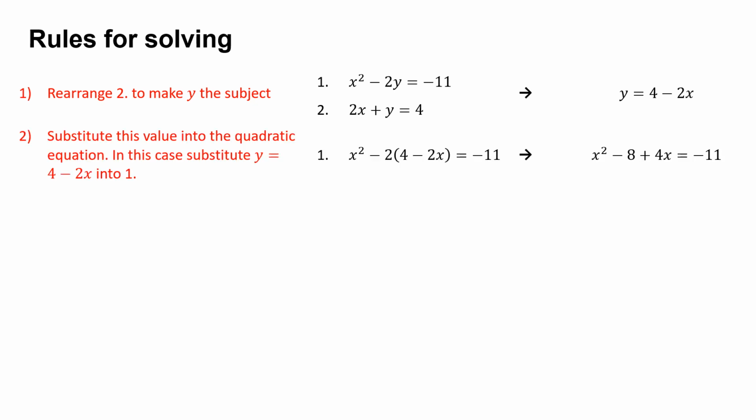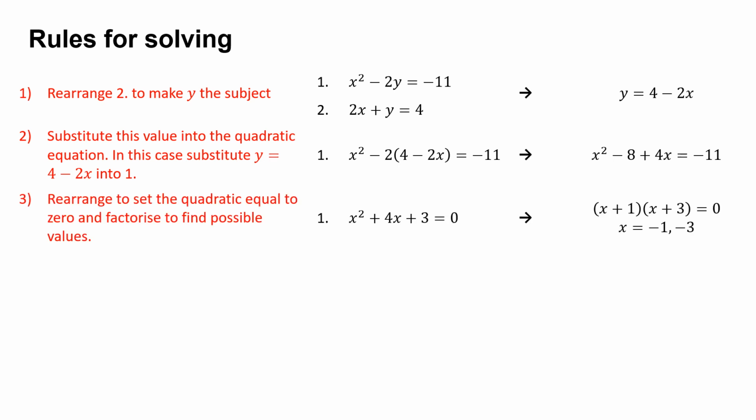Now we're going to plug this into the quadratic equation. So we've got x squared minus 2y, which is x squared minus 2 times 4 minus 2x, and that equals -11. We're going to tidy this up and simplify, and we should now be able to write this as a quadratic equation by setting it equal to 0. So when we tidy this up, we get that x squared plus 4x plus 3 equals 0.